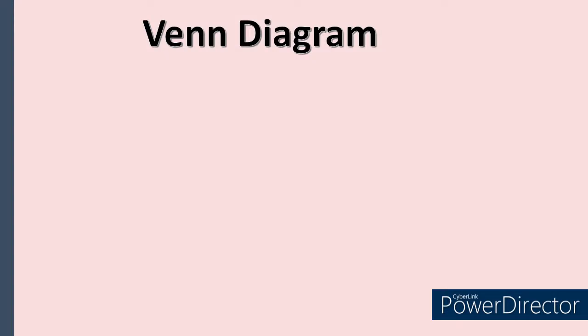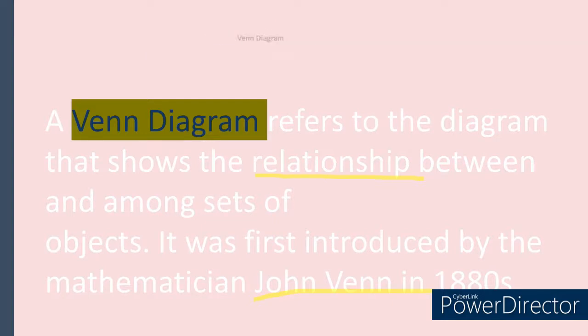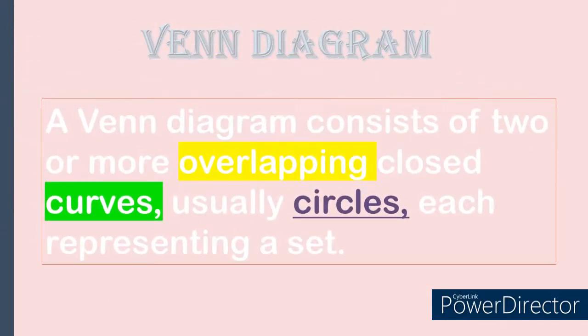So, let's define Venn diagram. A Venn diagram refers to the diagram that shows the relationship between and among sets of objects. It was first introduced by the mathematician John Venn in the 1880s. Also, a Venn diagram consists of two or more overlapping closed curves, usually circles, each representing a set.